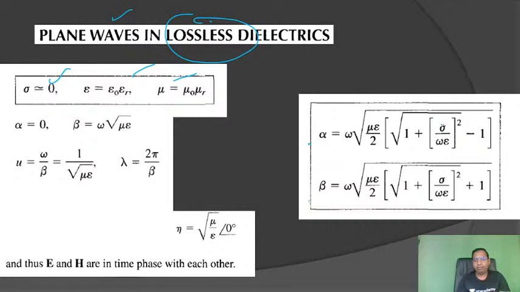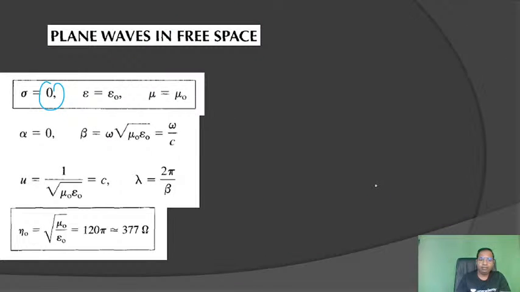And coming to free space, sigma is equal to 0 we can take, and if I substitute sigma equal to 0 here, then this term will be gone. The root becomes 1, so 1 minus 1 becomes 0, then alpha is equal to 0, and in this case you will get beta like this. Alpha is equal to 0, and beta will be like this. And the intrinsic impedance in free space can be taken as 120 pi or 377 ohms.